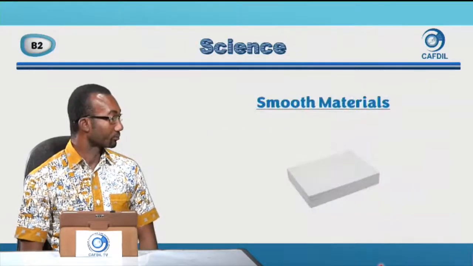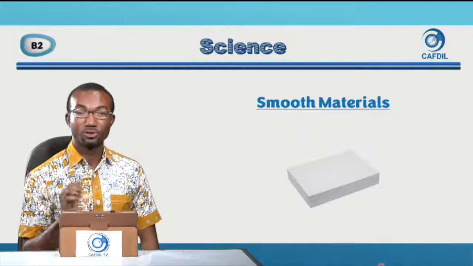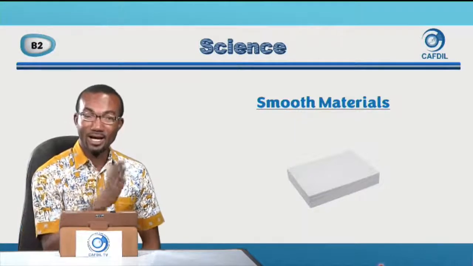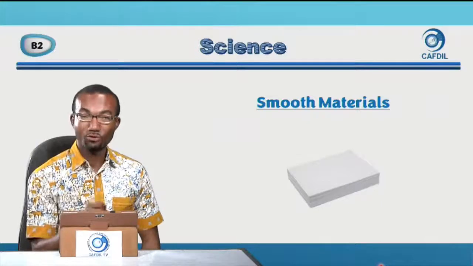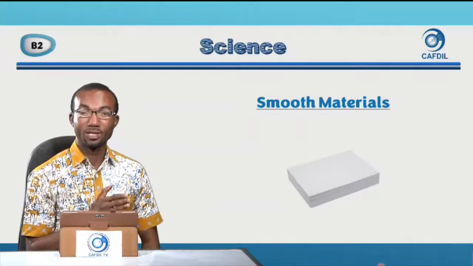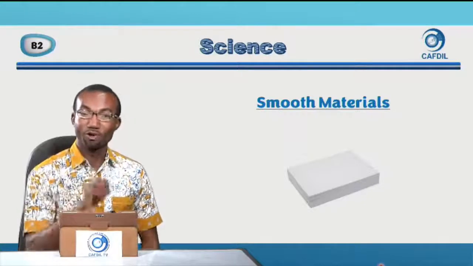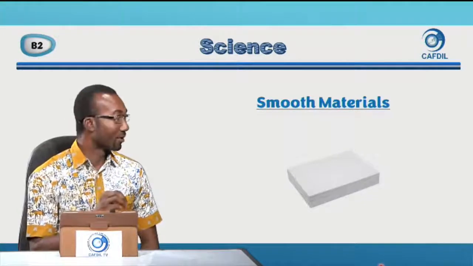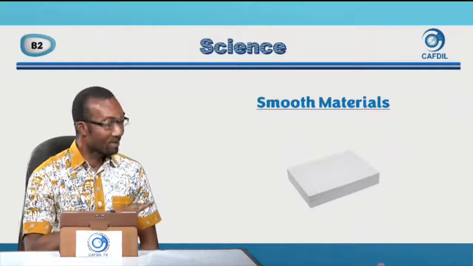Let's go to smooth. Some materials are smooth. So we've talked about materials that are hard and strong. We've talked about materials that are soft. We've talked about materials that are rough. And all these are properties of materials. And right now we are on smooth materials.